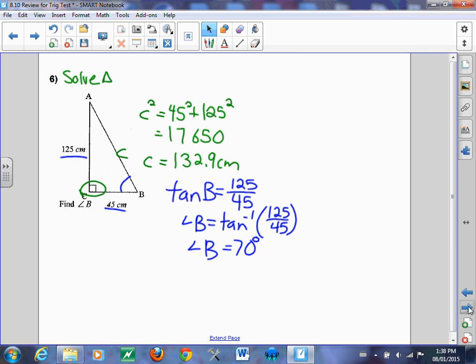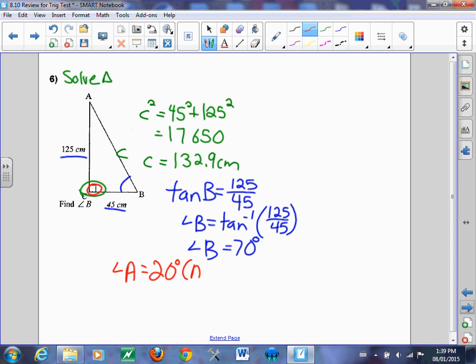The easy part about this, folks, is to find angle A, we can just use ASTT. So angle A equals 180, subtract the 90 that's given, subtract the 70 that we have, and we have 20 degrees, and put in brackets ASTT.